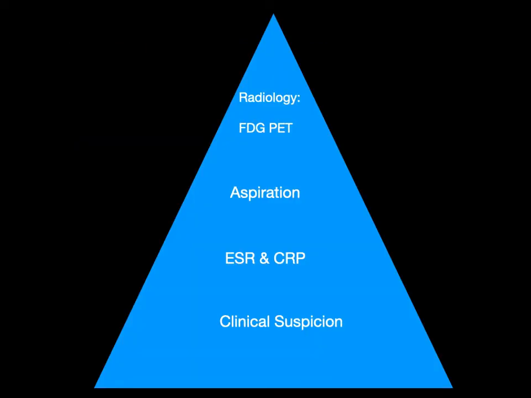If you look at this pyramid of the diagnosis, the very first step starts with a clinical suspicion. The most important blood investigation that follows this pyramid is the ESR and CRP, then the aspiration of the hip, and the other radiological techniques that may help us aid in diagnosing the infection.